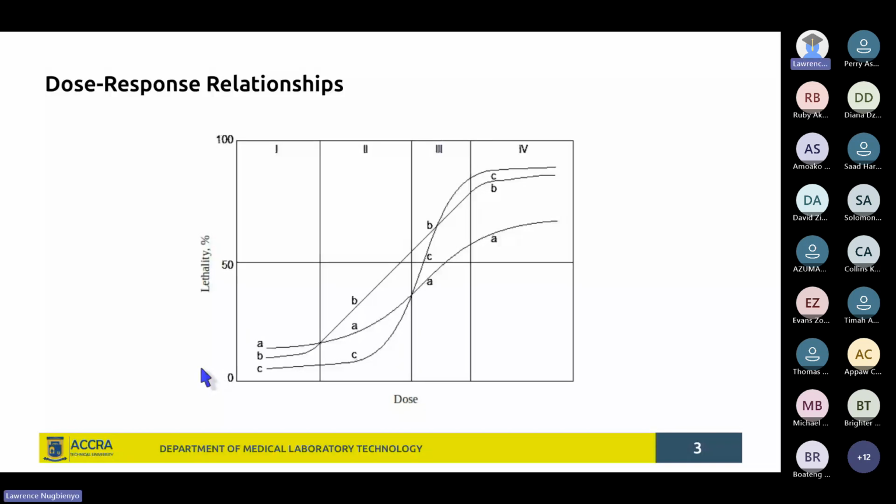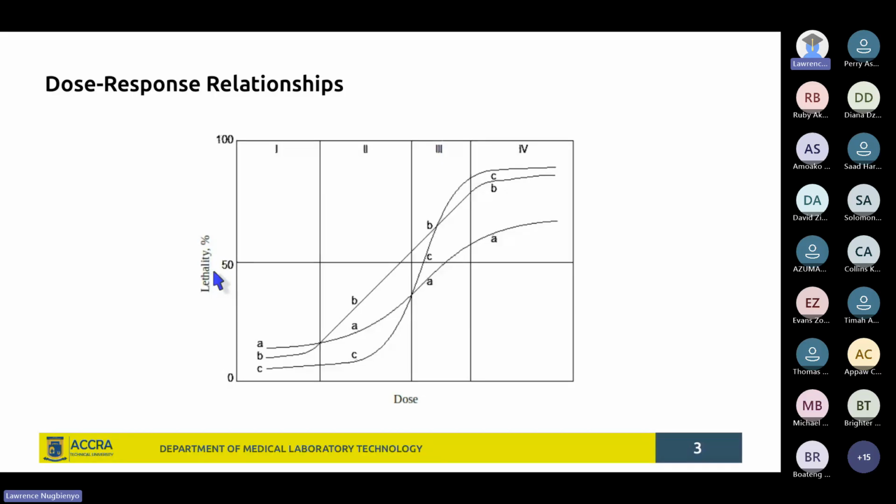All right, so we start with the dose-response relationship. Now, the dose-response relationship which we are looking at here is referring to the lethality of a substance in relation to its dose. You can look at it as, say, therapeutic effect. In place of lethality, you can put therapeutic effect there. It will give you the same idea of what we are looking at.